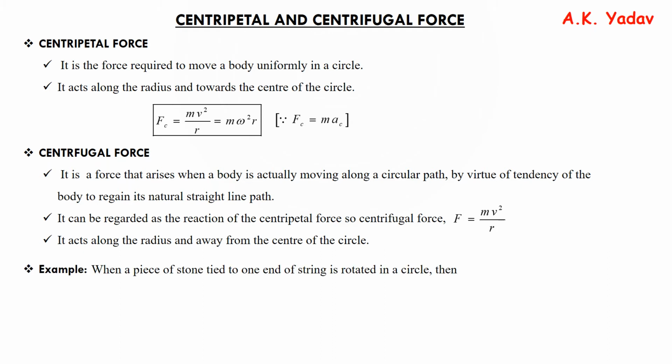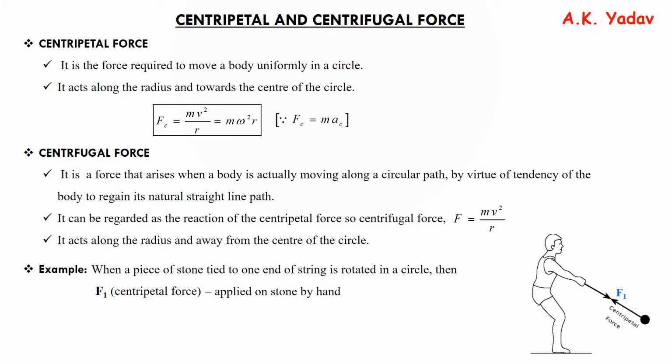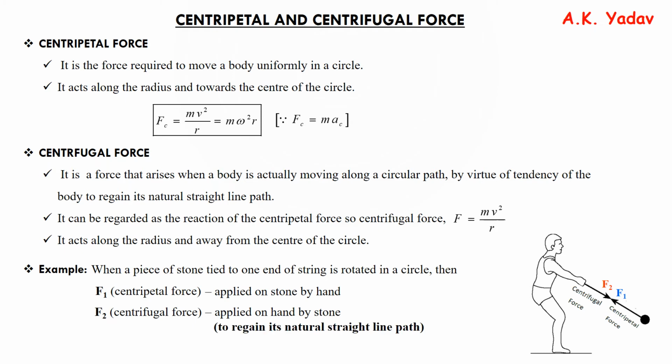Let me give you an example. When a piece of stone tied to one end of a string is rotated in a circle, then F1 is the centripetal force which is applied on the stone by the hand. F2 is the centrifugal force which is applied on the hand by the stone to regain its natural straight line path.